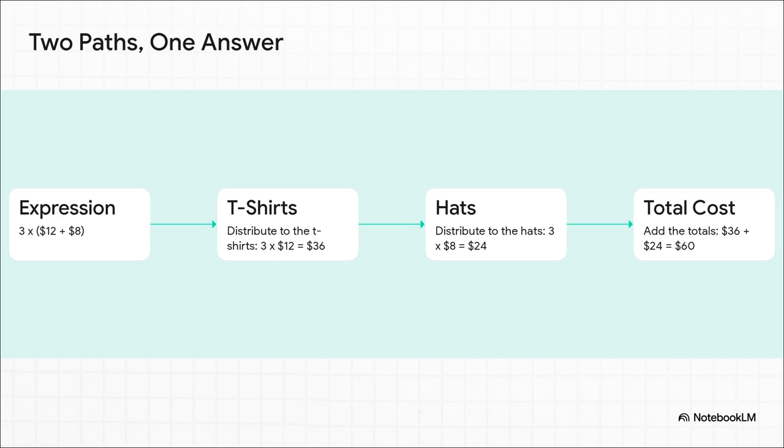Now we distribute. We hand out the 3 to the t-shirts. 3 times 12 is 36. We hand out the 3 to the hats. 3 times 8 is 24. Add them up, and we get our total, $60. Bam! It just breaks the problem into easy, manageable pieces.